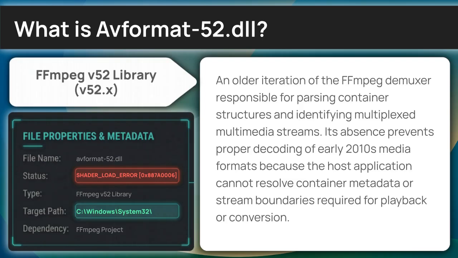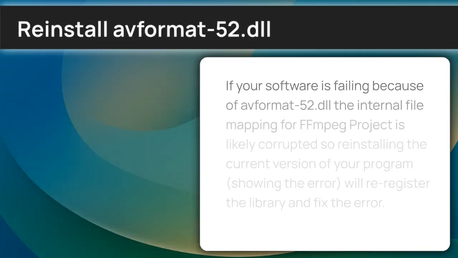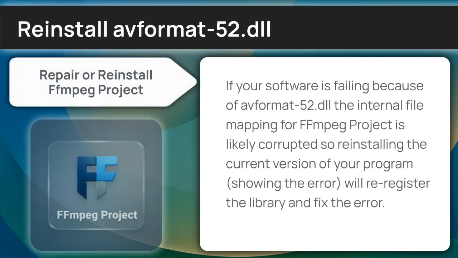Now let's dive into the solution, starting with a standard reinstallation. If your software is failing because of audio-video format 52.dll, the internal file mapping for FFmpeg Project is likely corrupted, so reinstalling the current version of your program showing the error will re-register the library and fix the error.